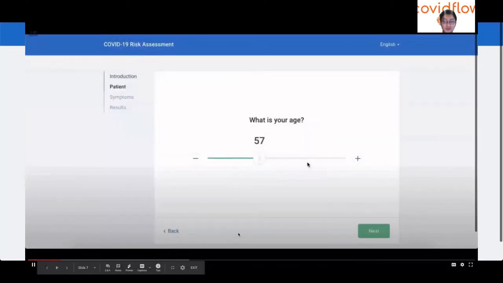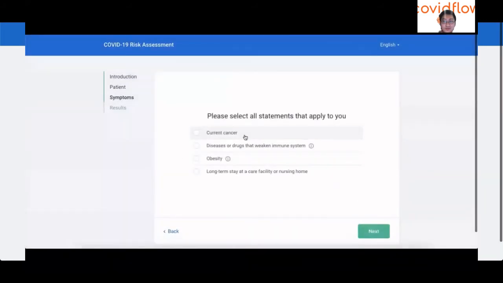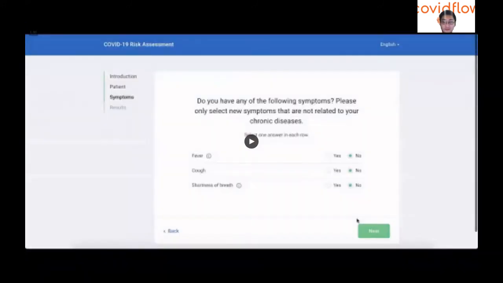What is your sex? What is your age? Please select all statements that apply to current cancer. Disease or drugs that weaken the immune system, obesity, long-term stay at a care facility or nursing home.